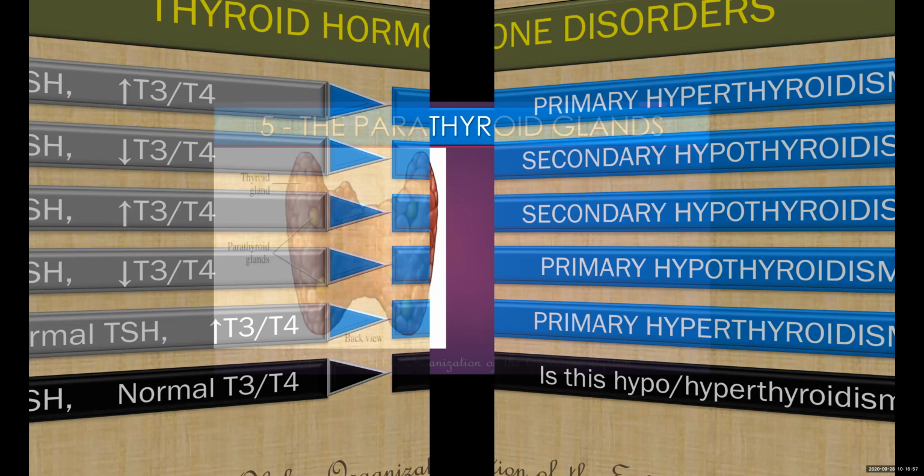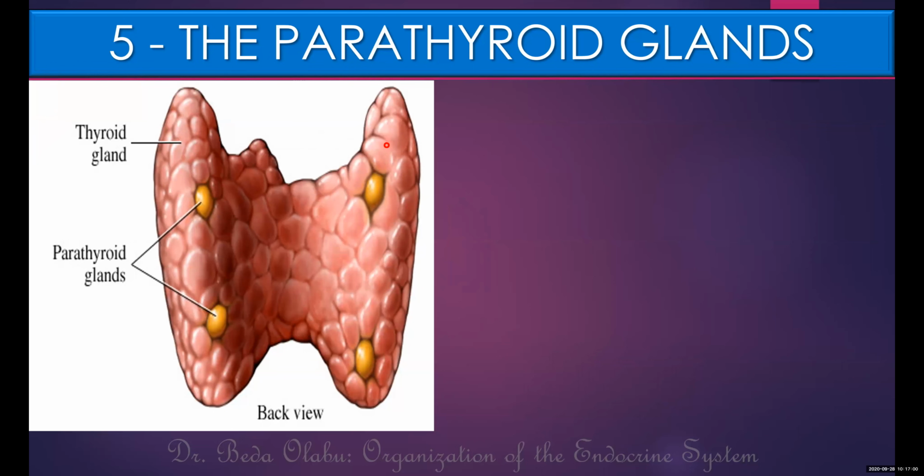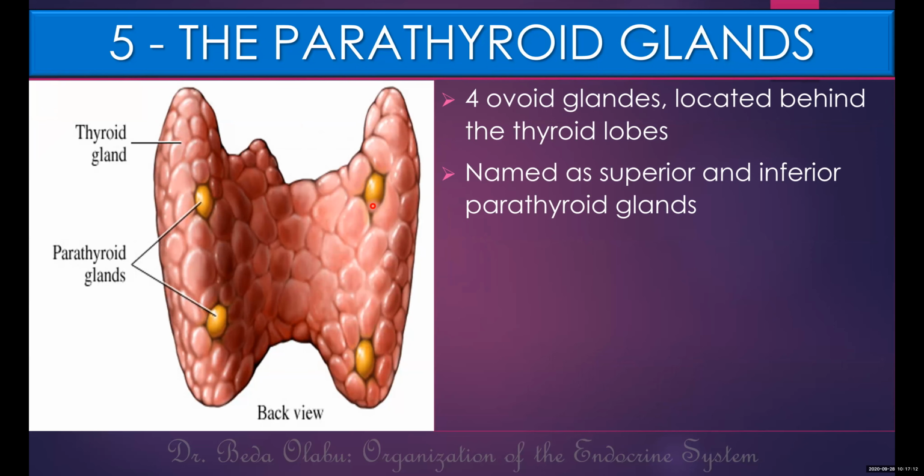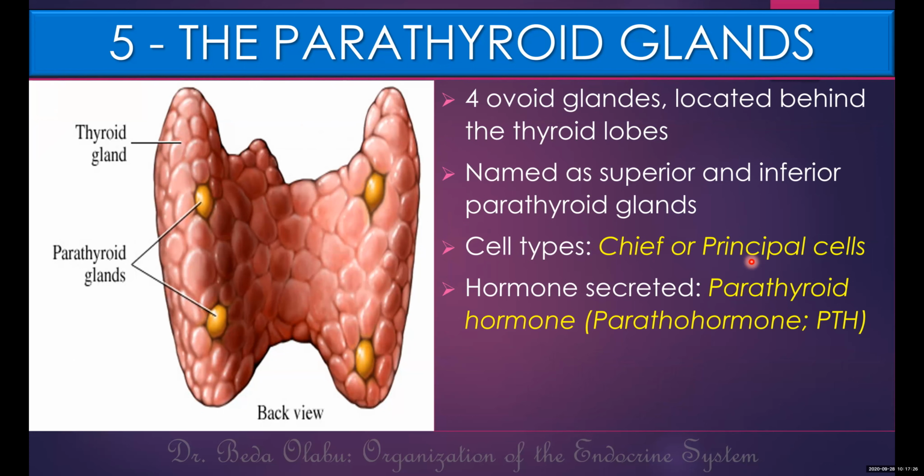Karim. Right, so parathyroid glands. These are 4 ovoid glands, usually located behind the thyroid lobes. We name them as superior and inferior parathyroid glands. The key cell types within the parathyroid glands are the chief cells, or others called the principal cells. The key hormone that is produced by the chief cells is the parathyroid hormone, otherwise known as PTH.